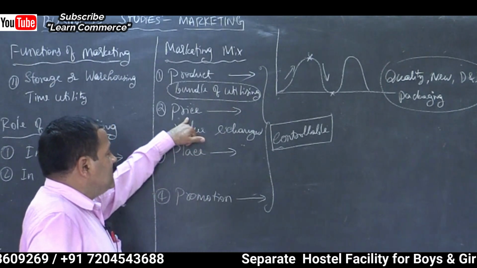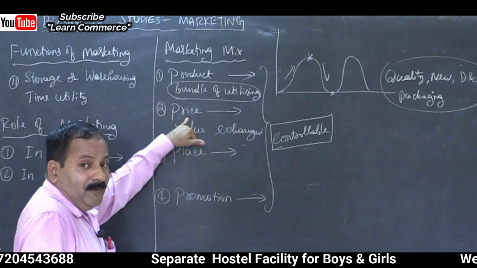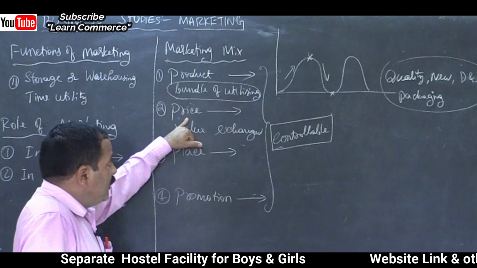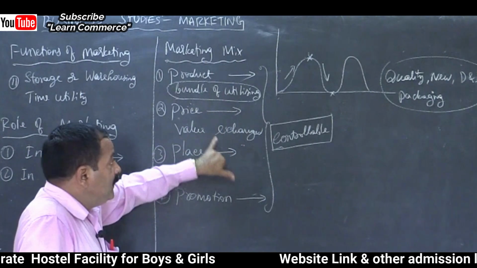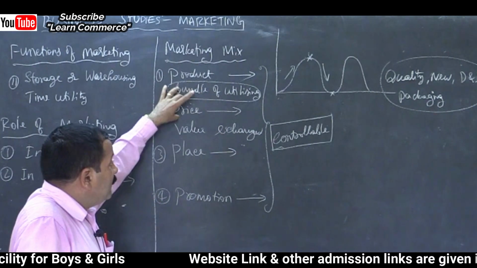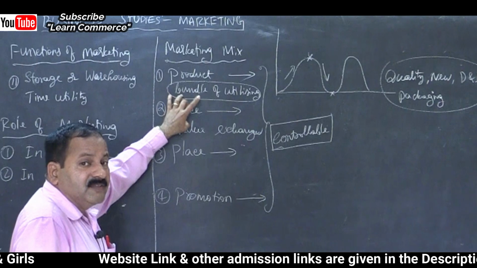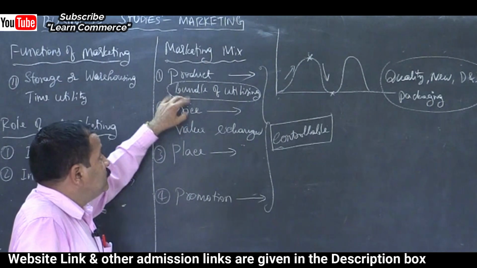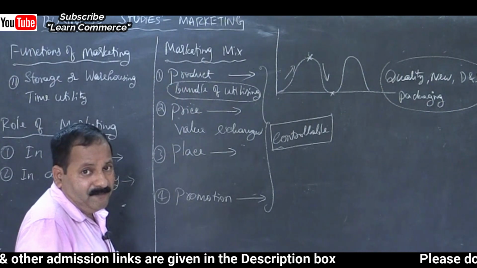So price is the controllable variable where the marketer can change it, increase or decrease depending upon the requirement. So this is one of the strategies or marketing mix elements which makes you survive in the market.